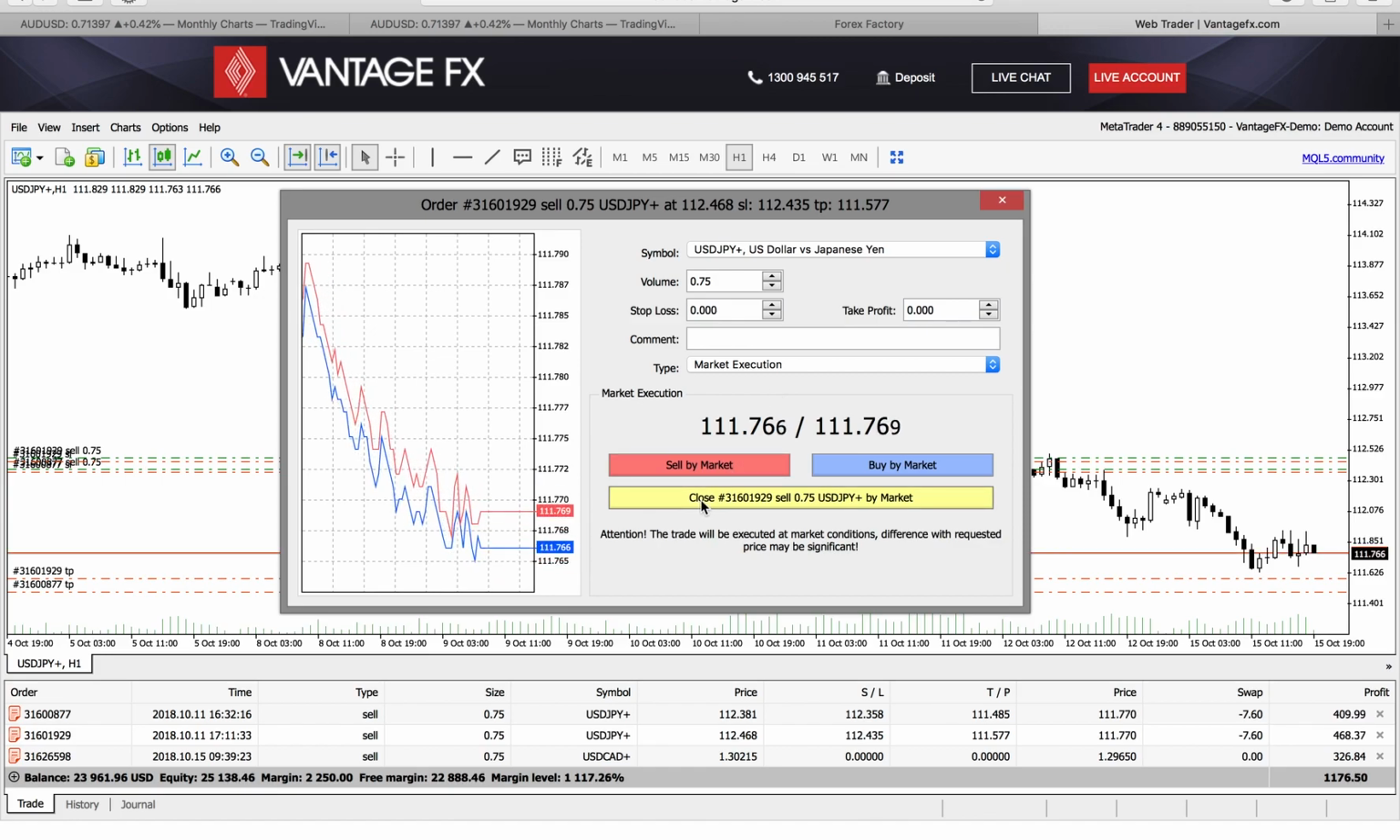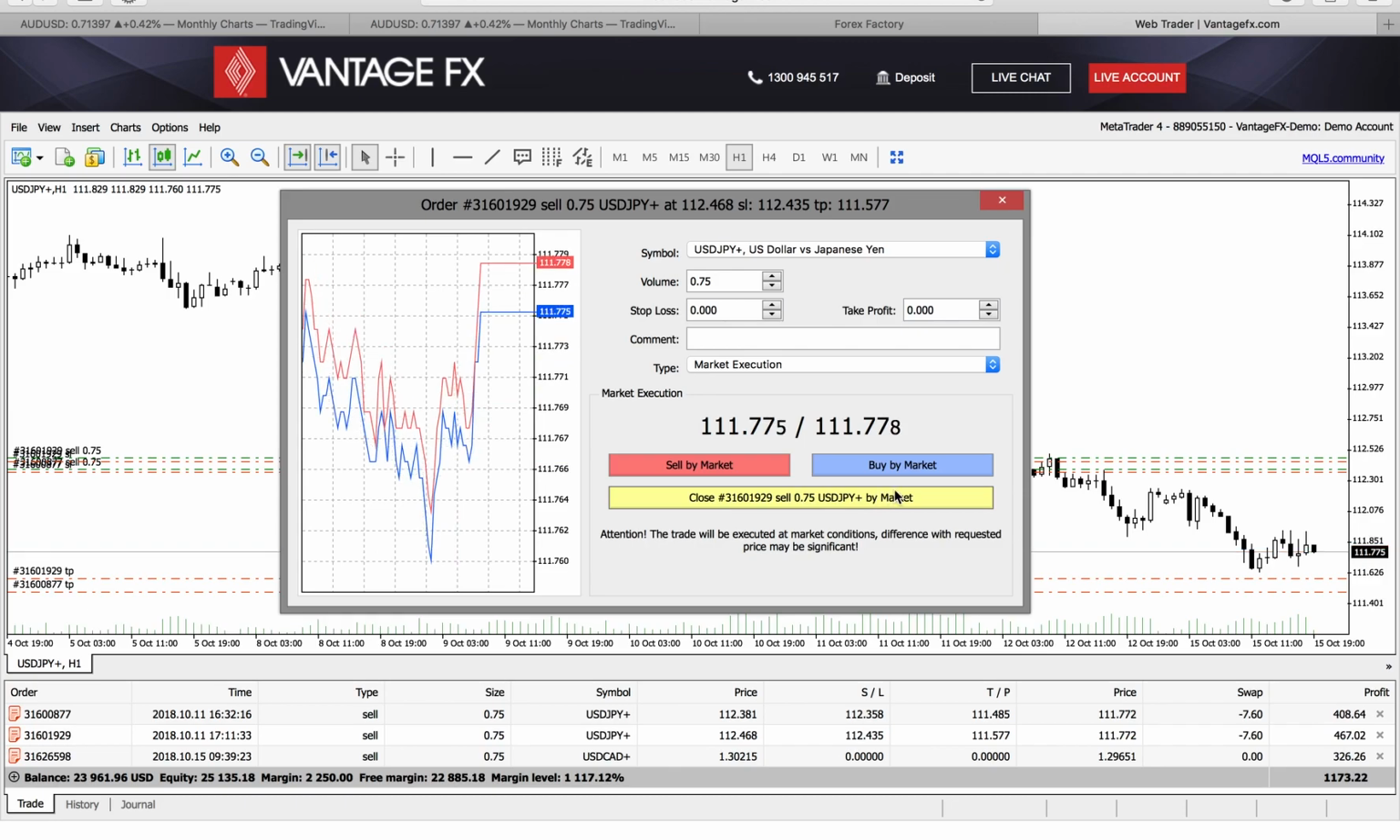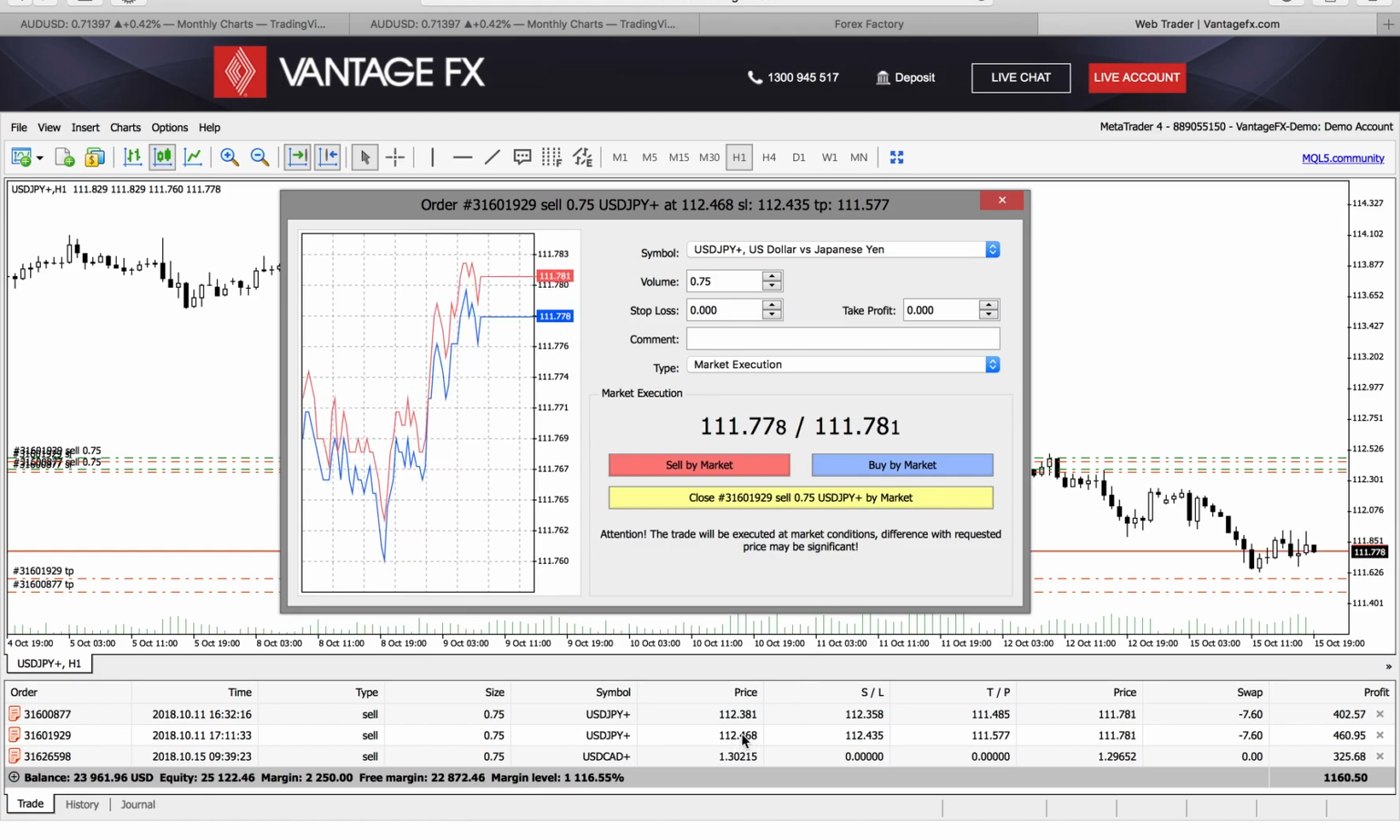Right here, the yellow button says close, order number, sell 0.75 USD Japan by market. So if I click that button right now, it's going to close the full trade. It's going to close this full trade right here, this one that I clicked on.